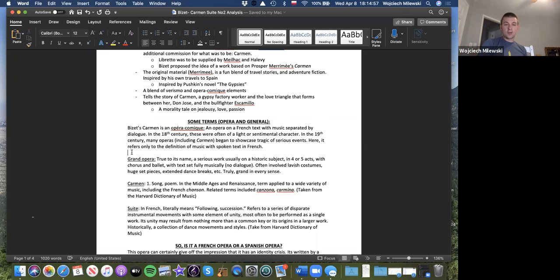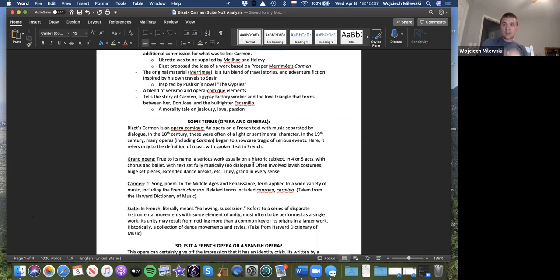Two other things that I want us to be aware of the definitions of. We hear this term grand opera a lot, and Carmen is often referred to as a grand opera. Basically, it is a serious work, usually on a historic subject, in 4 or 5 acts with chorus and ballet, with text set fully musically, so no dialogue, it is through-composed. It often involved lavish costumes, huge set pieces, dance breaks, like huge ballet dance breaks. It's grand in every sense, and these are the epic operas that lasted 3 to 5 hours on average.